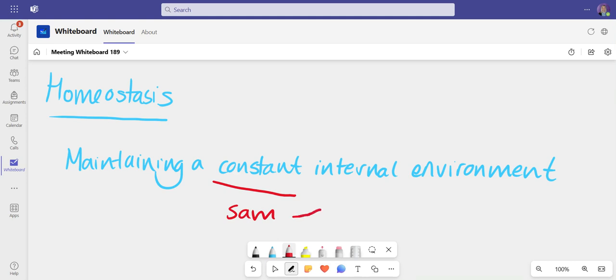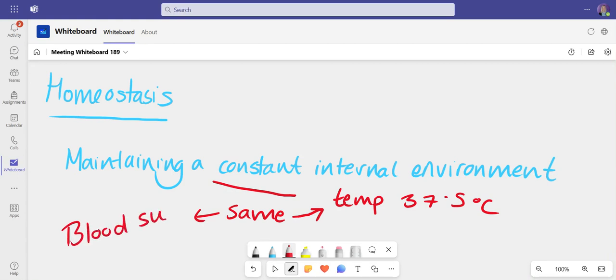So for example, our temperature we need to keep as close as we can to 37.5 degrees C. We need to keep our blood sugar levels around about constant. The blood sugar is glucose. And the other thing is our water levels in our blood need to be kept constant.